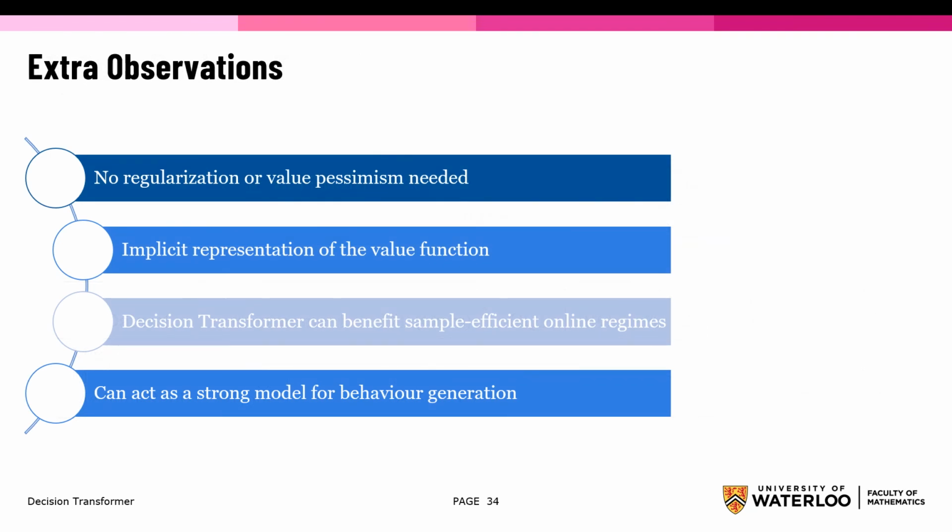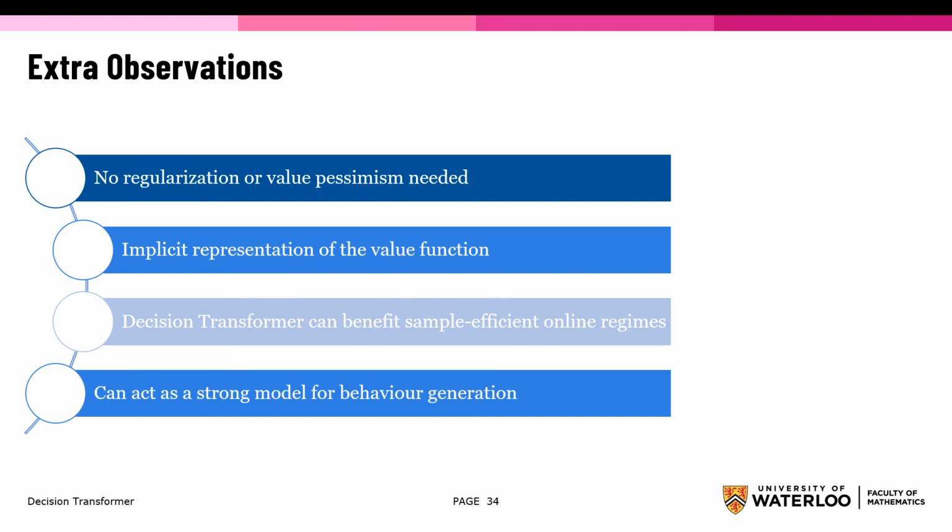There are some extra observations regarding the decision transformer network, which is that we require no policy regularization or value pessimism. This is mainly due to the fact that the DT doesn't use any network to explicitly express the value function. And in temporal difference methods, inaccuracies in the approximation of such a value function can be exploited and lead to inaccuracies in the policy improvement, which is not the case here in the decision transformer.